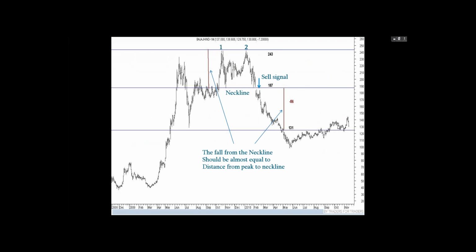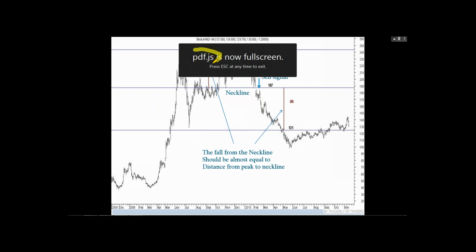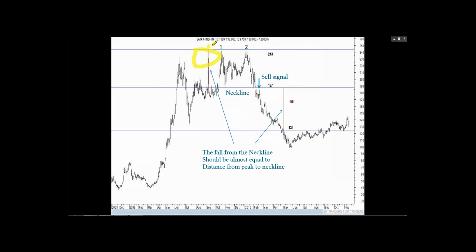So let me show a practical example to you guys. This is how practically you can implement the double top formation in a stock. What I have done is I've used this particular pattern on a chart. So let's say this is the first top, this is the second top, and the stock has made a double top formation. The stock has retraced from the double top formation and we had given a sell signal. It made a double top briefly at 243 rupees, and it broke the neckline at 187.